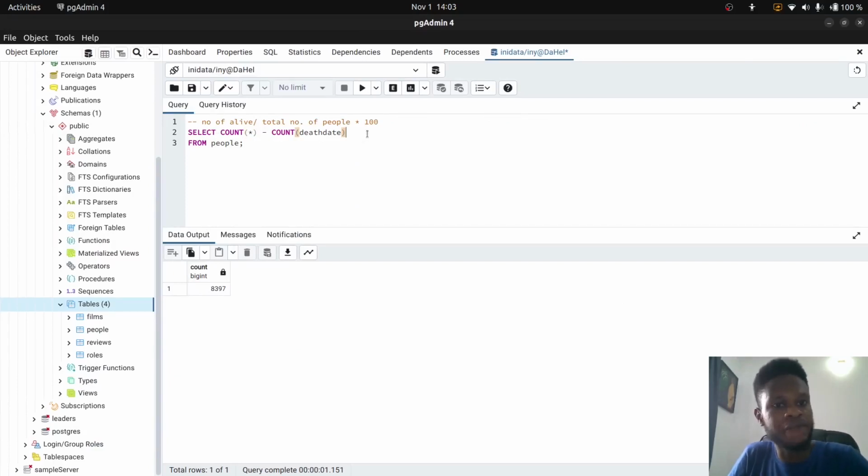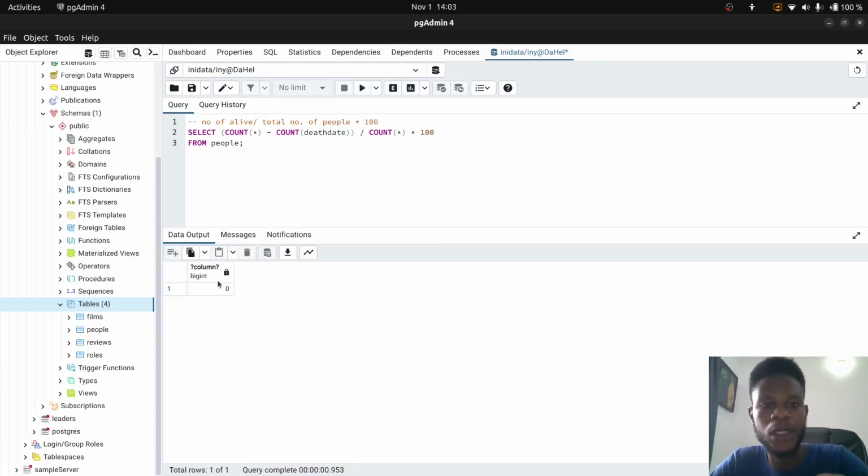So I'm going to now divide this by the total number of people in the database. So that's now count asterisk. But to be clear, let me use brackets here so we know all of this is the numerator. Don't want SQL to be confused with the calculation. Then we have times 100. But there's something I want you to see here. Let me run this.